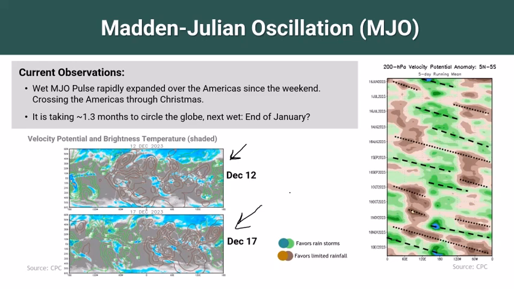So the fact that we're in this enhanced upper divergent phase at the moment is favoring these scattered heavy rainfall events that we're seeing in regions like Dominican Republic, Haiti, right now the shear line in Costa Rica, especially in Panama, and then the shear line in the Windward Islands and the convection in South America. So MJO is favorable for that.